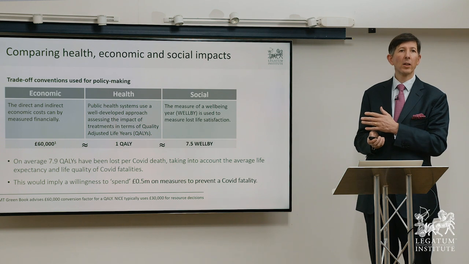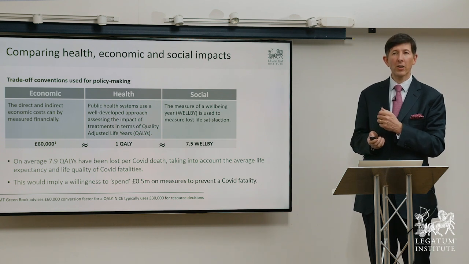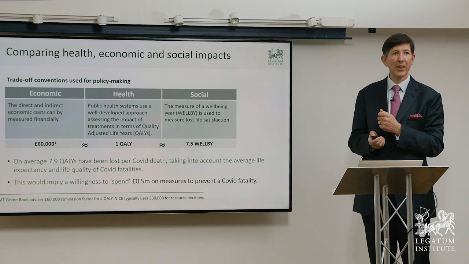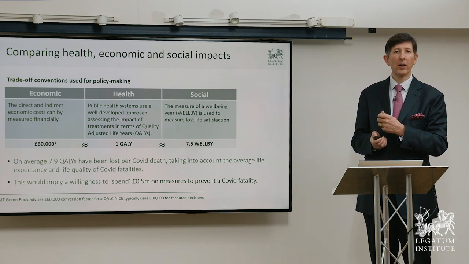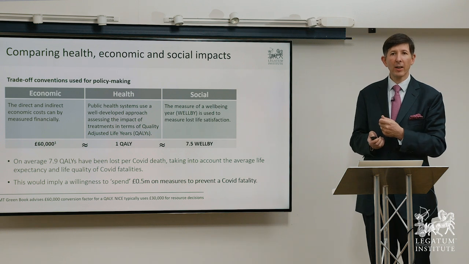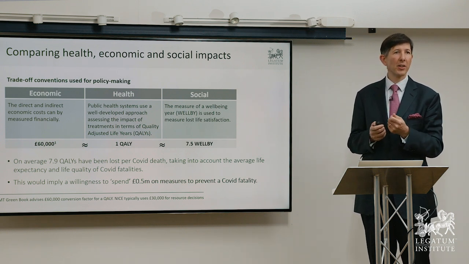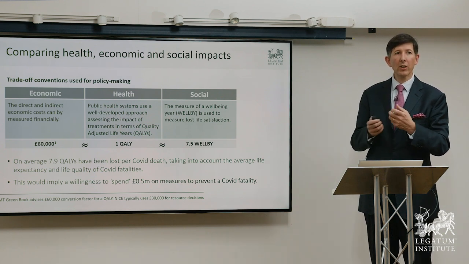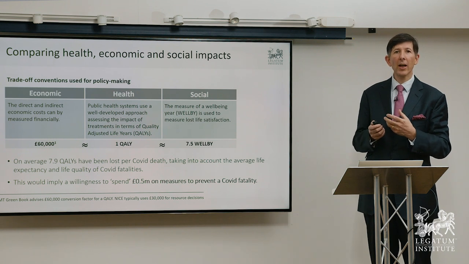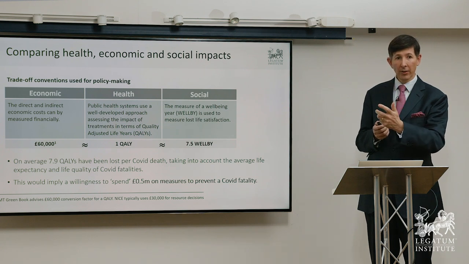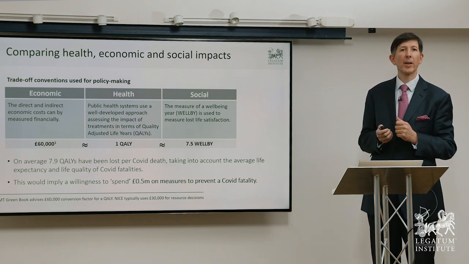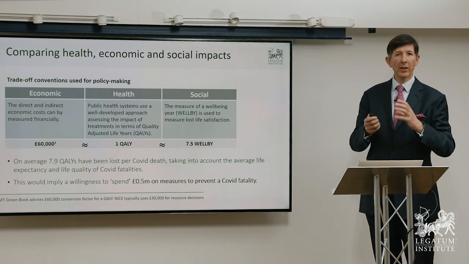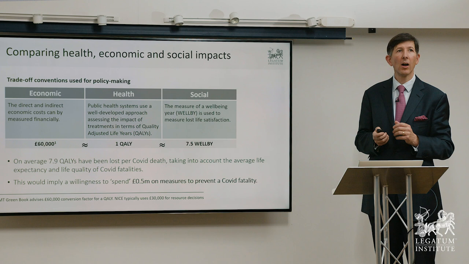Likewise, when we look at WELLBYs, these are well-being years. This captures the way of looking at people's life satisfaction. And again, the standard way of converting that is 7.5 WELLBYs for one quality-adjusted life year. So this conversion factor allows us to compare the impact on people's well-being and satisfaction with life, the health of people, and the economic productivity of the nation, so that we can find a way of determining an in-the-round impact of everything that we're dealing with in this pandemic.